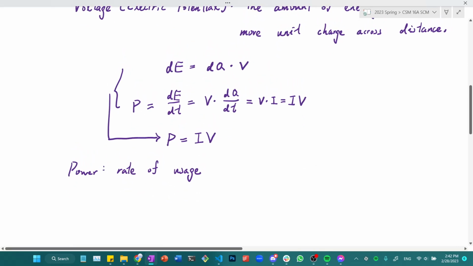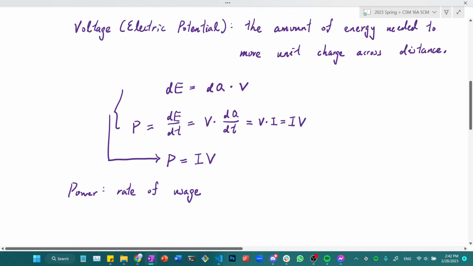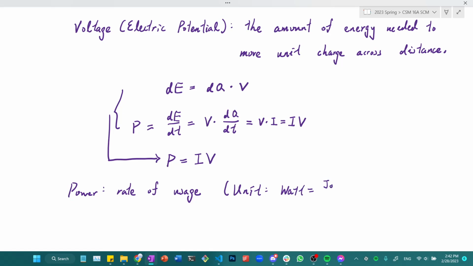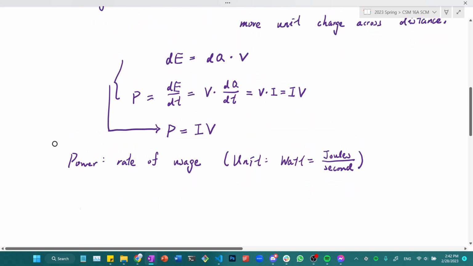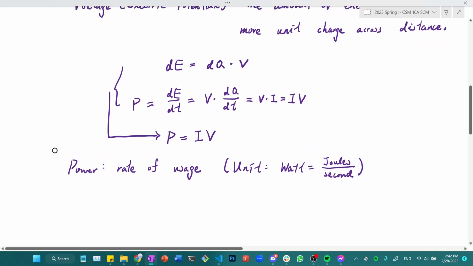And its unit is, well, it's the change of energy across time, so its unit is going to be watt, which has a division that makes sense, and that is joules, the unit of energy, over second, the unit of time. So energy over time.